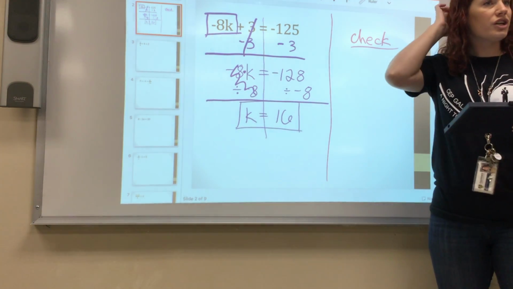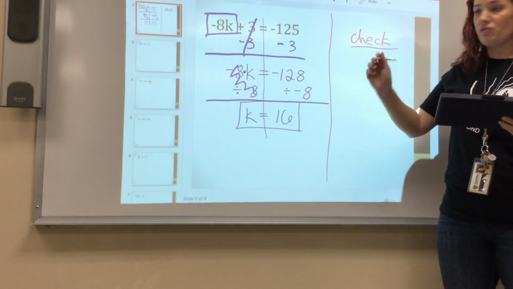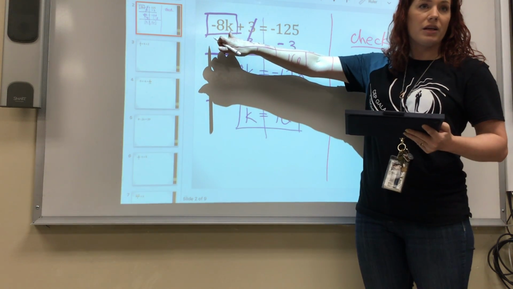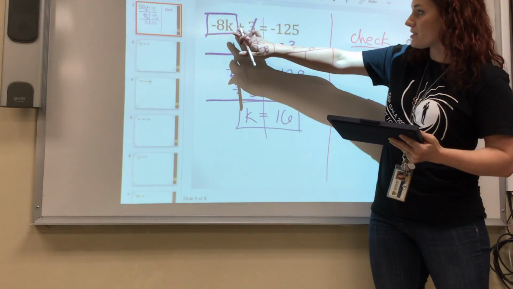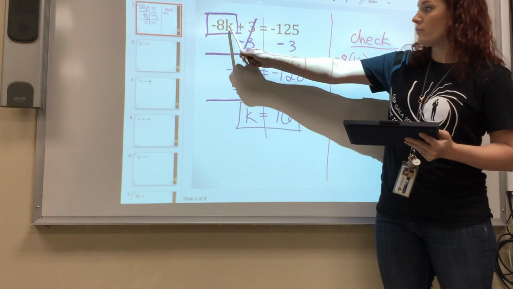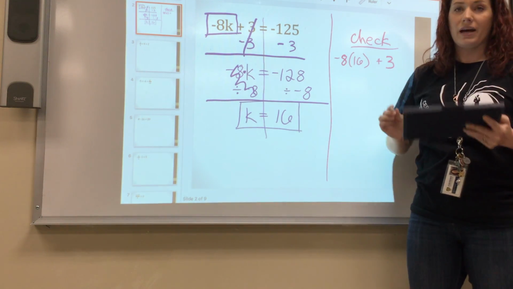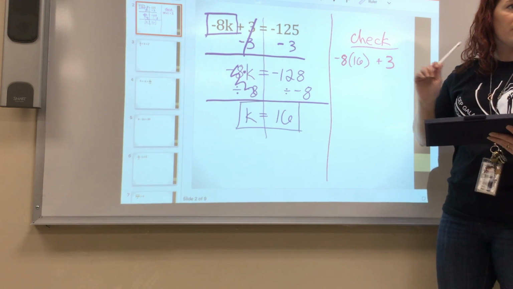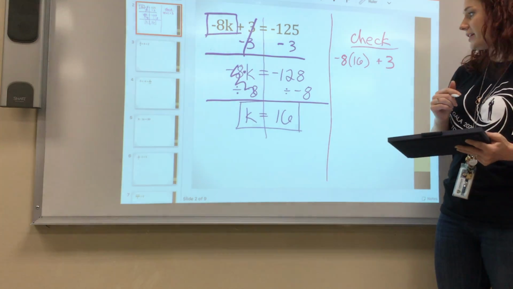Okay, for the check, what you're going to do, this is my answer. So we're done with our answer, but to check to make sure that it's right, what I can do is take that 16 and plug it back into the problem for K and turn it into more of an order of operation problem. So I'm going to write negative 8 times 16. That's multiplication, so negative 8 times 16 plus 3. And I'm going to solve that, make sure I get negative 125. If I don't get negative 125, that means 16 isn't the number that solved it.